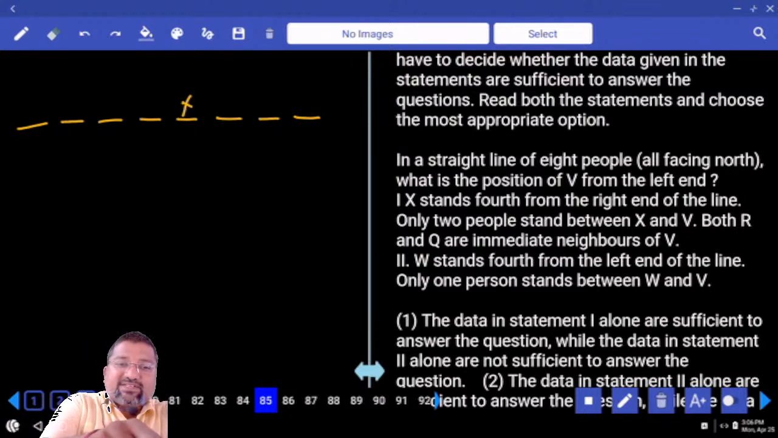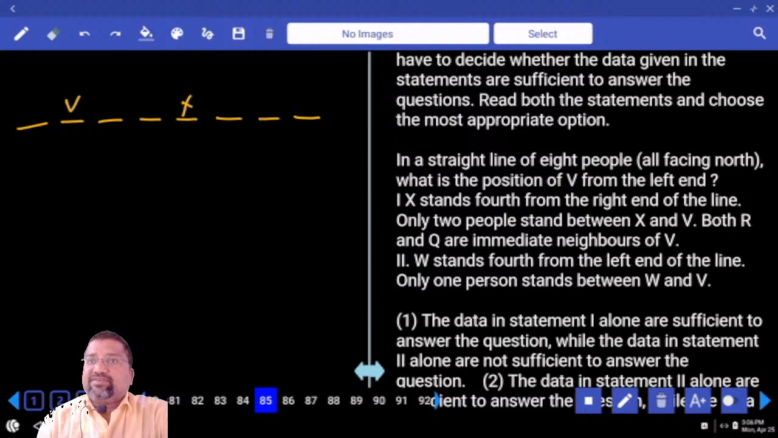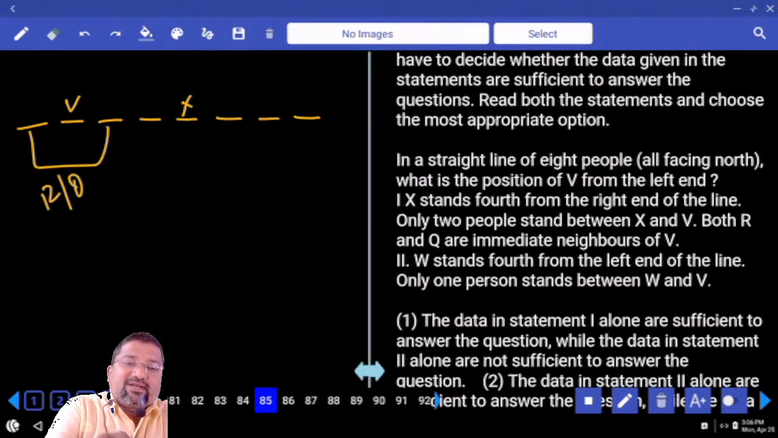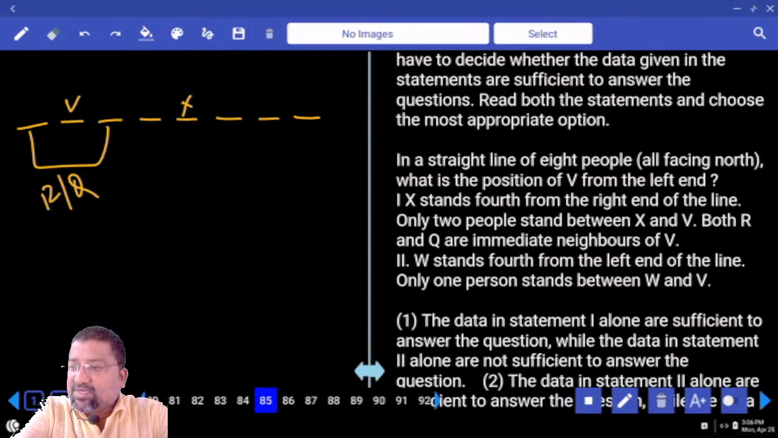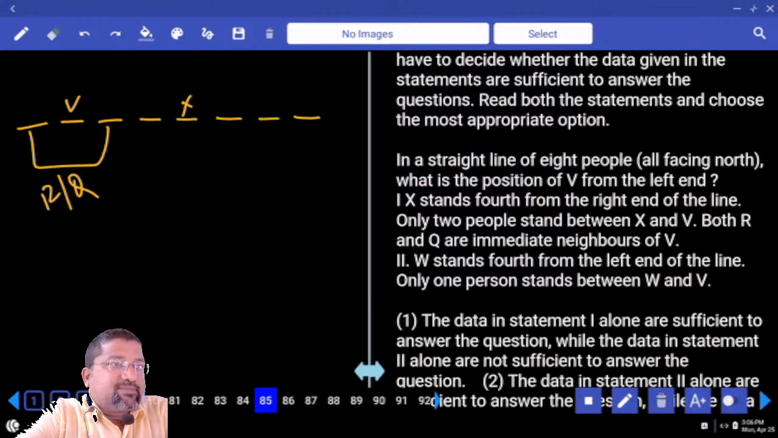So two people between X and V, and surely this has to be V. R and Q are immediate neighbors. These two positions are for either R or Q. I am least bothered because now my question is the position of V from the left hand. What is the position of V from the left hand? Second.